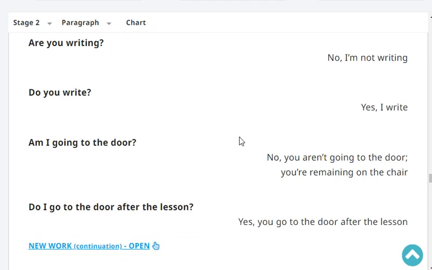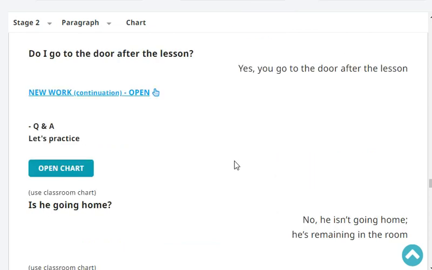Am I going to the door? No, you aren't going to the door. You're remaining on the chair. Very good. Do I go out of the door after the lesson? Yes, you go to the door after the lesson. Very good.